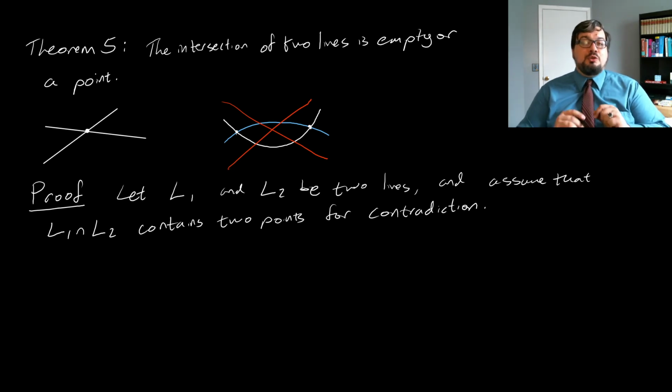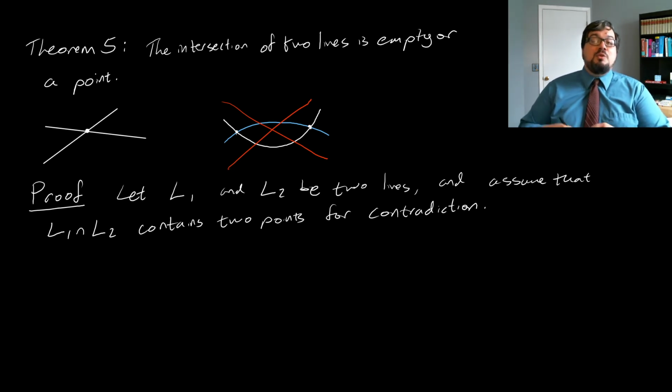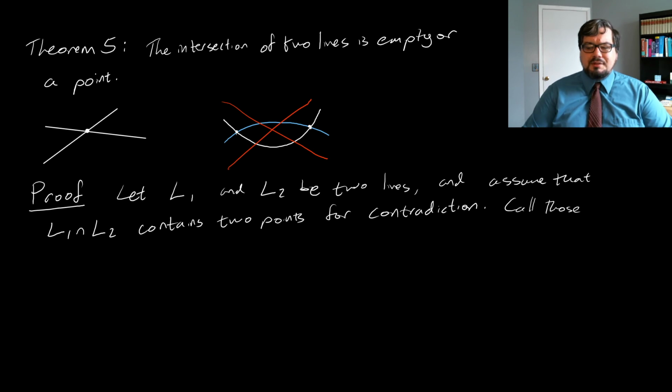Sometimes it's good to let the reader know when you assume something for contradiction, so that they don't wonder, wait, why is that happening? Why are we doing this? If you let the reader know what's going on, that's often helpful. So let's let L1 and L2 be two lines and assume that L1 intersect L2 contains 2 points for contradiction. Call those points P and Q.